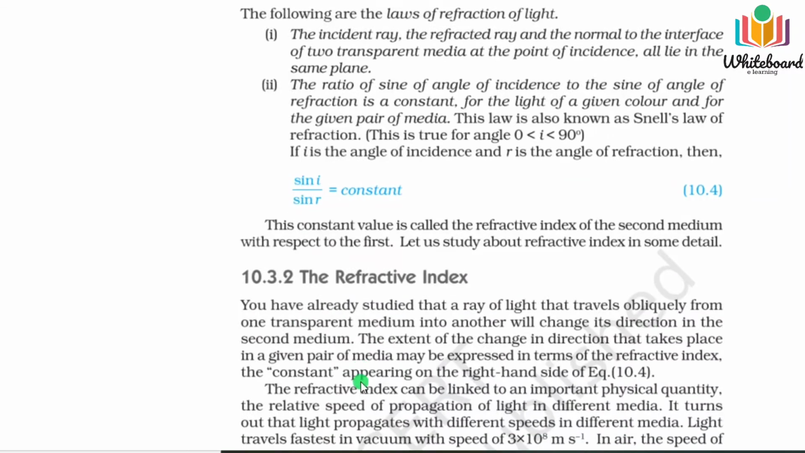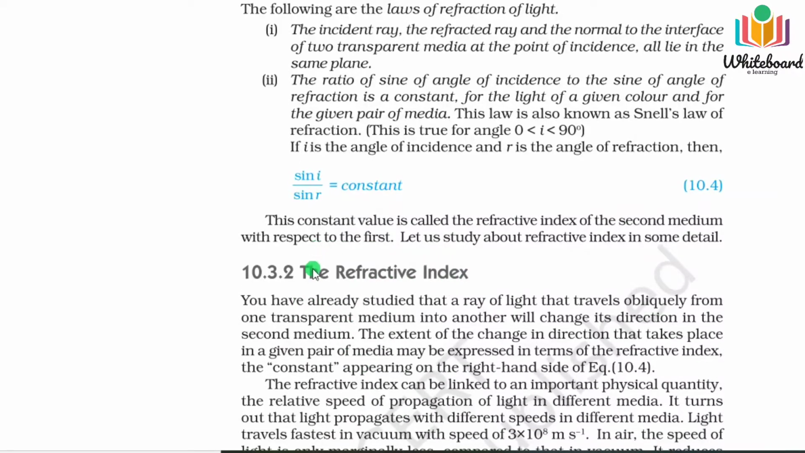So you can see we learn about refractive index. So what is refractive index? This constant value is called the refractive index of the second media with respect to the first. So this is the refractive index of the second media. Suppose i is the angle of incidence, the ray falls on the air and finally goes to the water. So this is nothing but the constant. This is the refractive index of water, because water is here the second media.